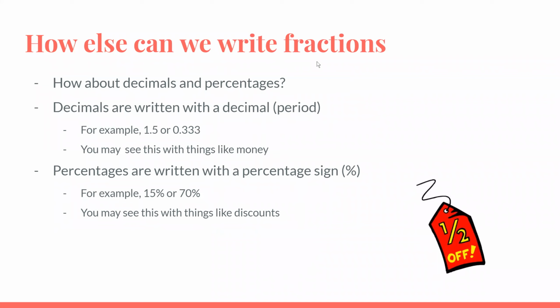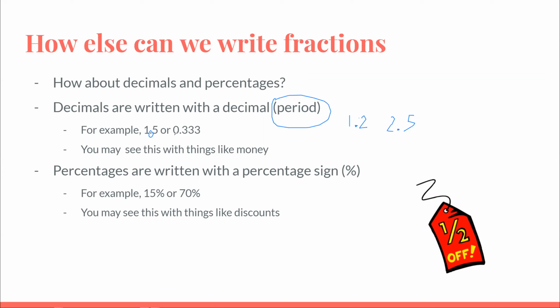Alrighty, how else can we write fractions? How about decimals and percentages? Decimals are written with a decimal point, or like a period, but it's known as a decimal point right there. For example, 1.2 or 2.5. Those are all decimals.